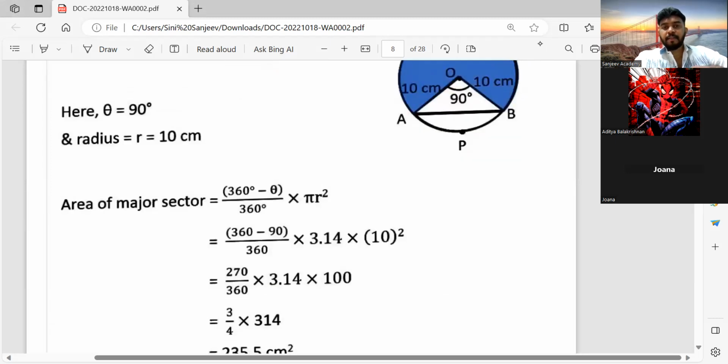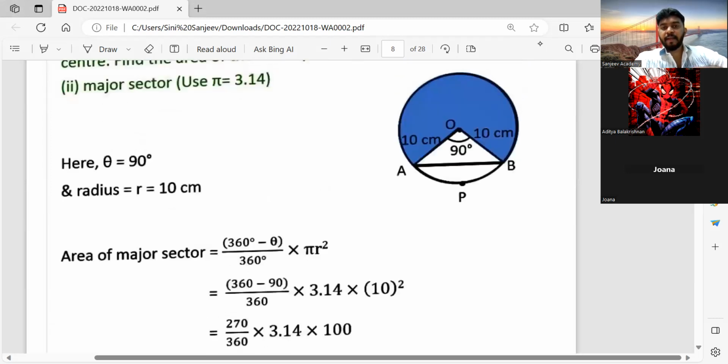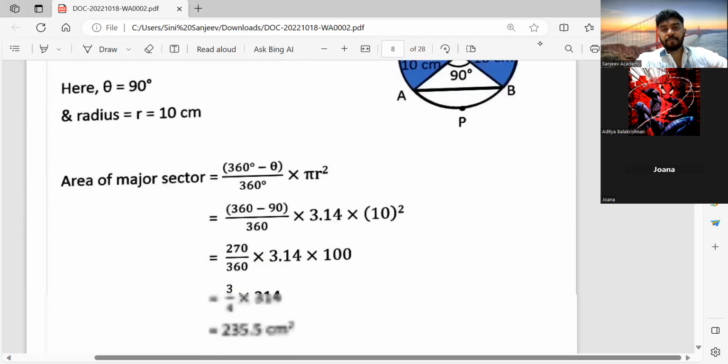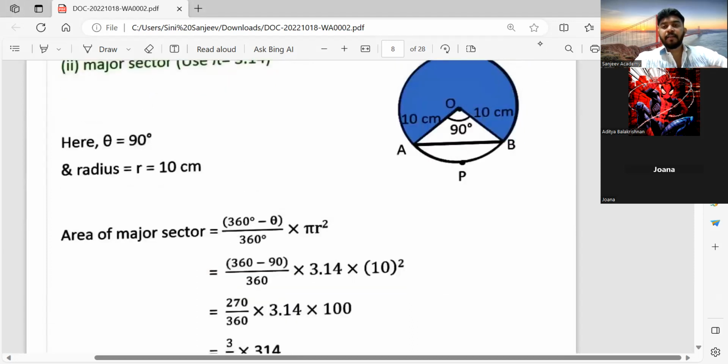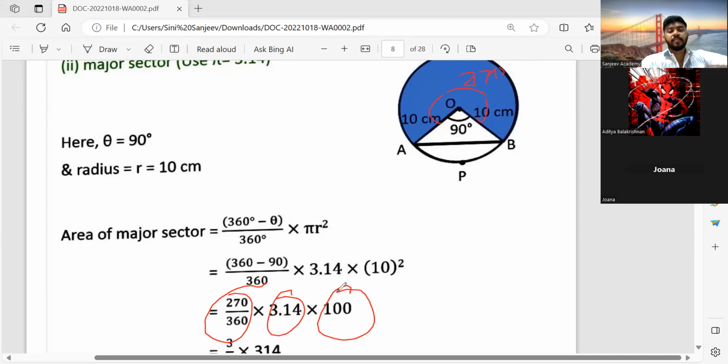Okay, 270. I don't need the 90, but I need the other part. 90 plus 270 is 360. So 270 by 360 into pi, pi is 3.14, into r square. If I do this simple calculation, I'll be getting the answer.